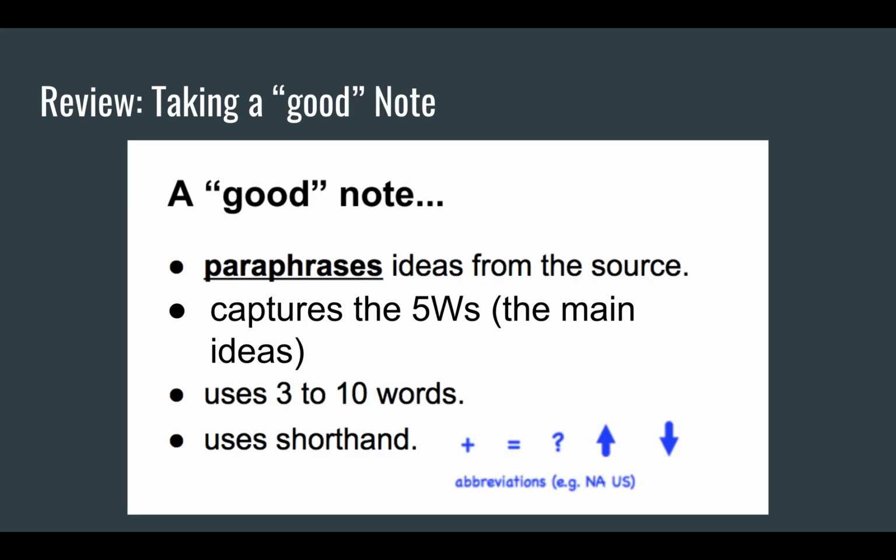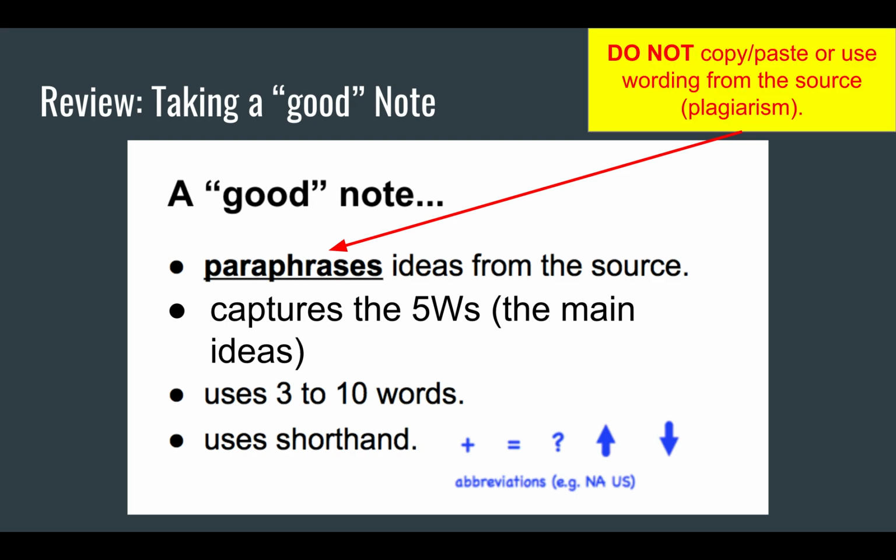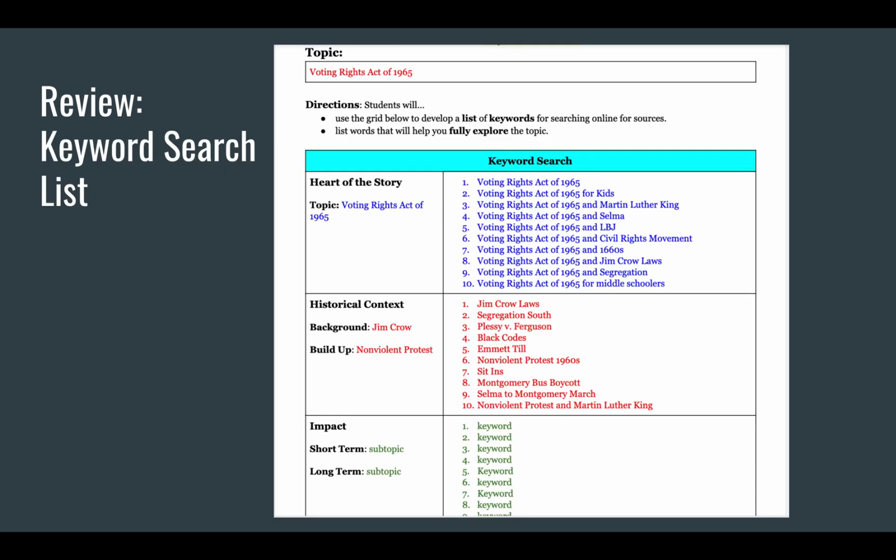Moreover, you're going to continue to remember to take good notes. Paraphrased, capturing those 5 W's, using short phrases of 3 to 10 words. I see some people using really long sentences. Chop those up, remove the unnecessary words, and use shorthand. Remember paraphrasing. That means putting things into your own words. Please do not copy paste. That is plagiarism.